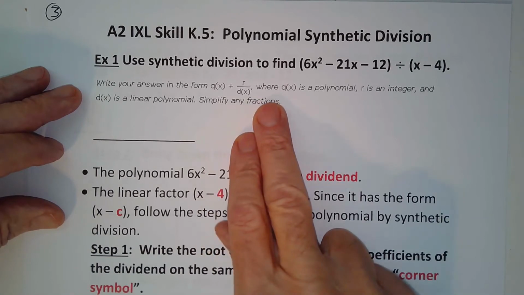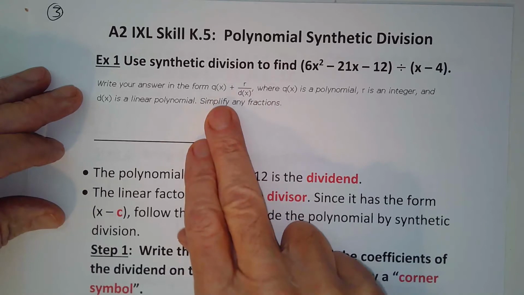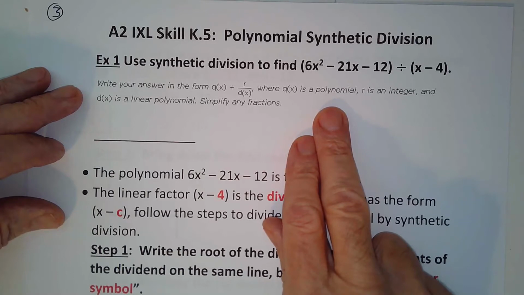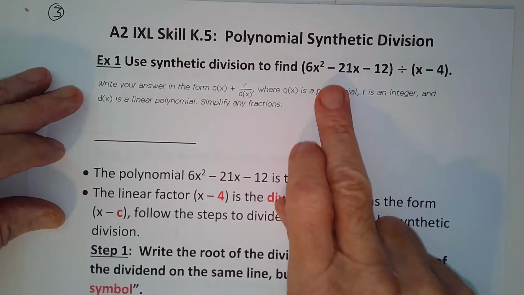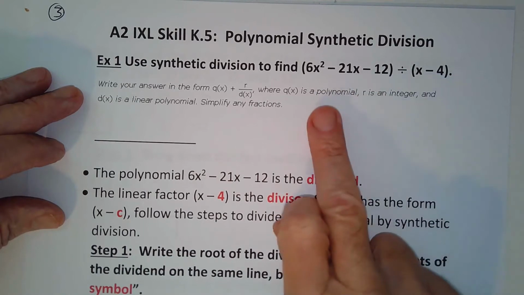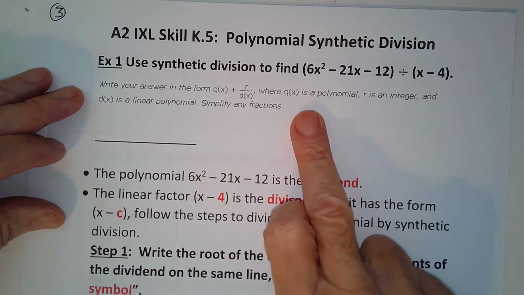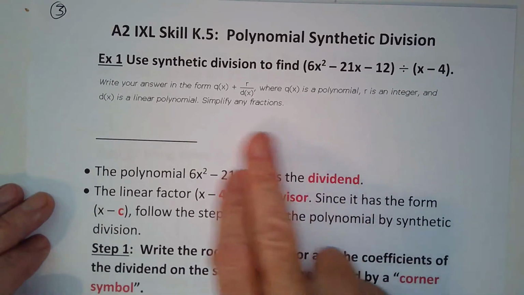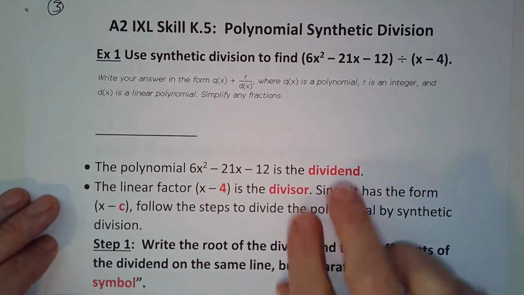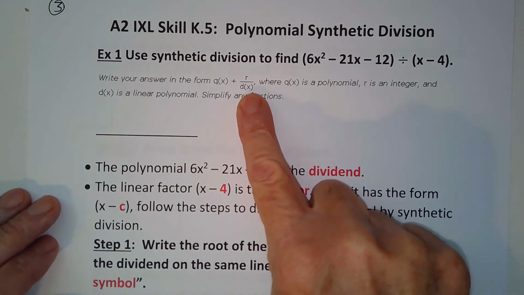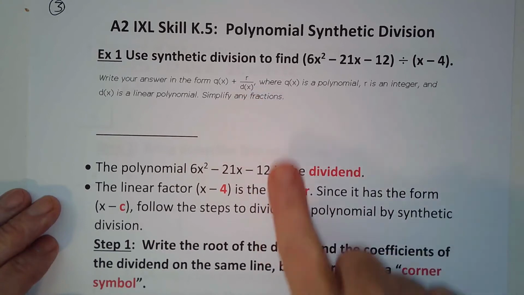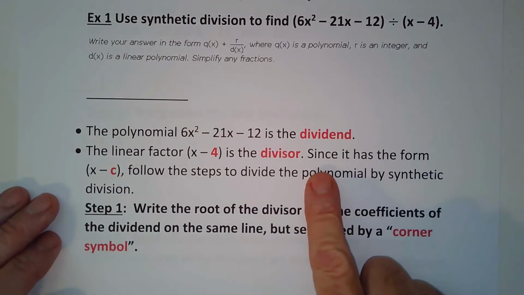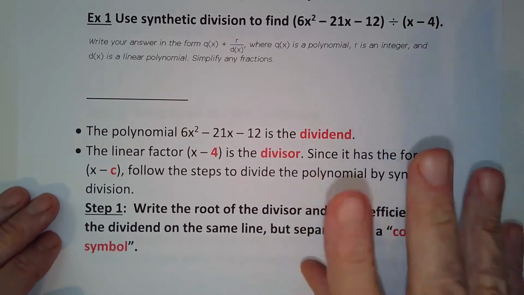Okay, that's what d of x is, the divisor, and r is the remainder, and then q of x is the quotient. So they say q of x also is a polynomial, and it is, because when you divide the dividend by the divisor, you get a polynomial, which is your quotient, and also usually a remainder, or maybe not. Okay, so we're going to simplify any fractions, just so you know. And so obviously this fraction, which is the remainder, that's really what we're talking about when we say we're going to simplify it. All right, so now we go through the different parts of this polynomial, and it's being divided.